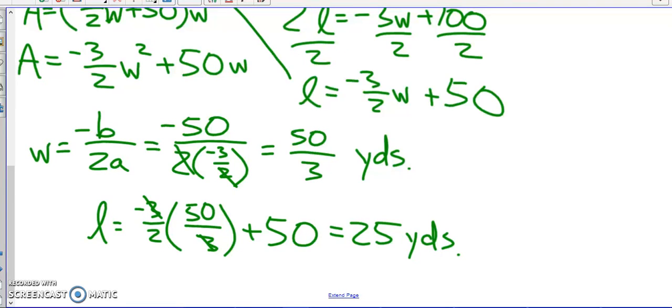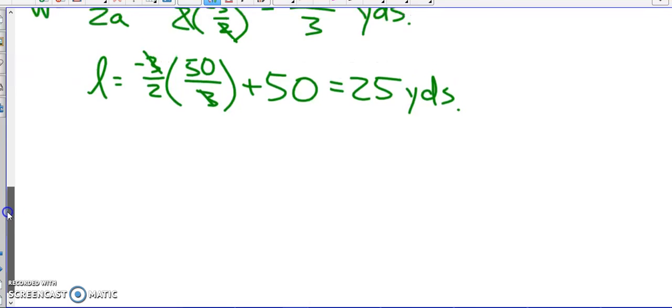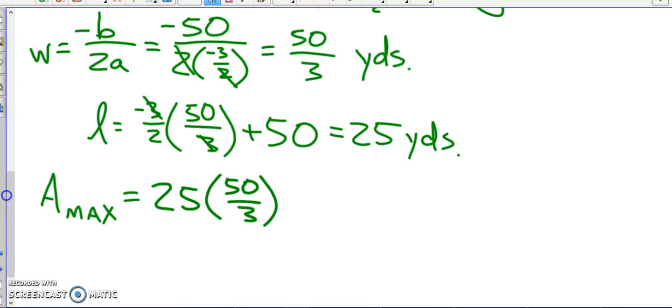We're back. So the maximum area, as we discussed while the video was rendering, would just be the length times the width. So 25 times 50 over 3 is 1250 over 3.